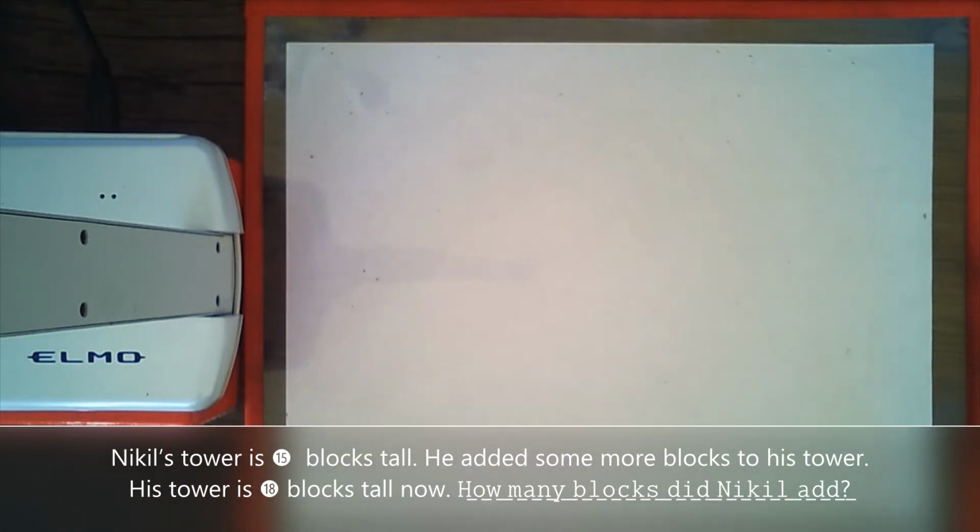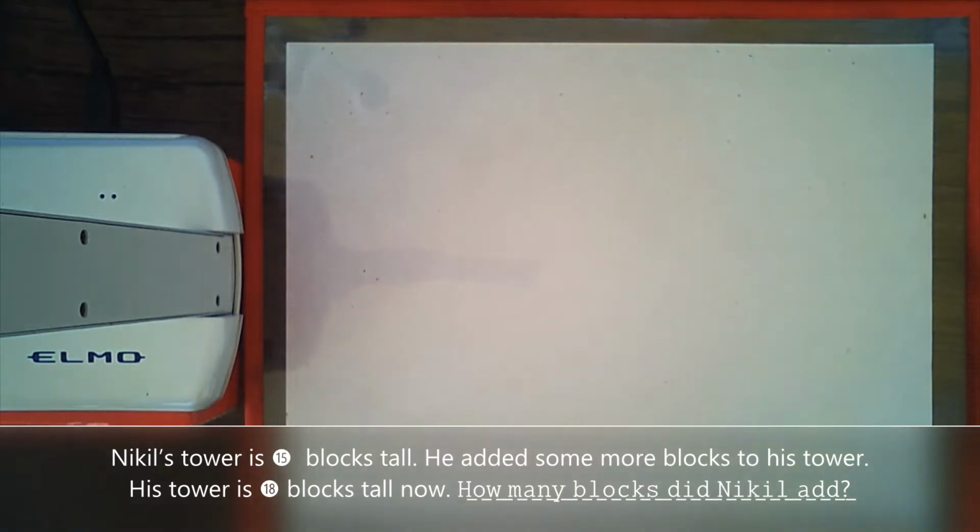Nikhil's tower is 15 blocks tall. Already, I see an important number, so we're going to go ahead and circle that. He added some more blocks to his tower. There is not a number in there, but I have some important operation clue words there, which is some more. So I'm going to go ahead and keep that in my head. His tower is 18 blocks tall now. Okay, that's the last important number I'm seeing. Let's go ahead and underline our question, which is how many blocks did Nikhil add?